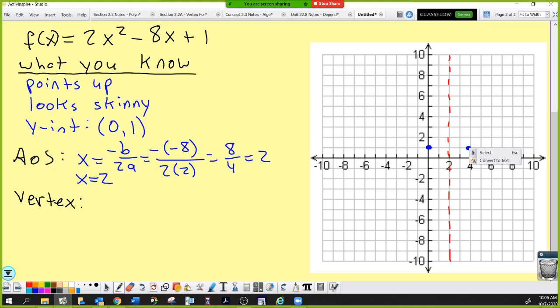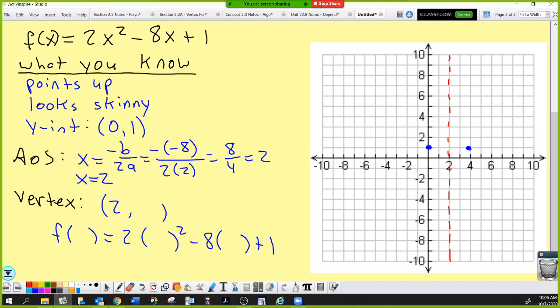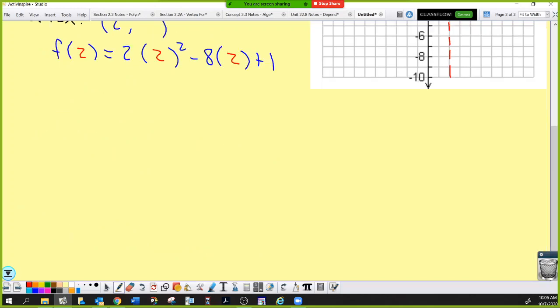And all I have left to do is figure out what is the y value of my vertex. And I find that out by plugging in x equals 2 everywhere I saw an x. 2 here, 2 here, 2 here. Now, we have to watch our order of operations. We do need to be careful with our PEMDAS stuff.